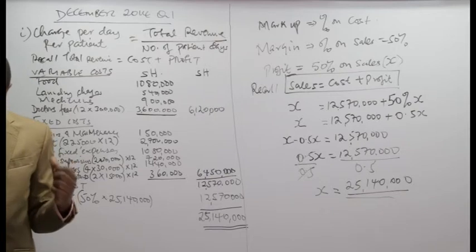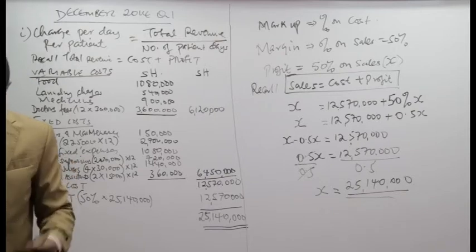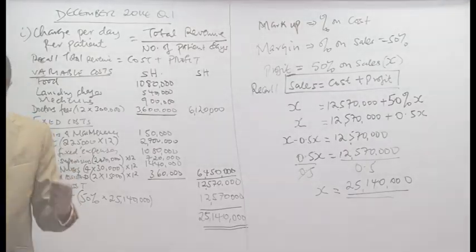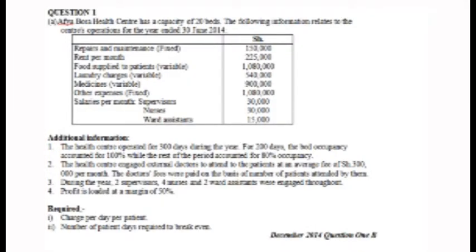Remember, we are supposed to calculate the charge per day per patient. We have determined the total revenue. Taking you back to the question, we need to determine the number of patient days. We are told the health center operated 300 days during the year. For 200 days, the bed occupancy accounted for 100%.